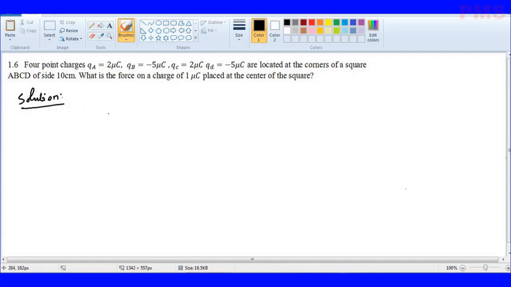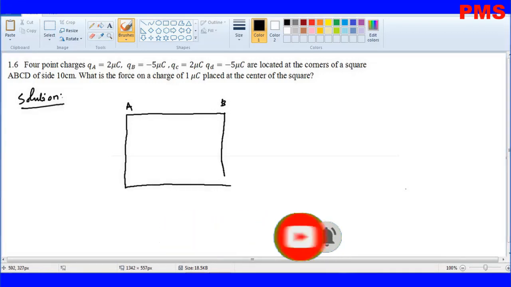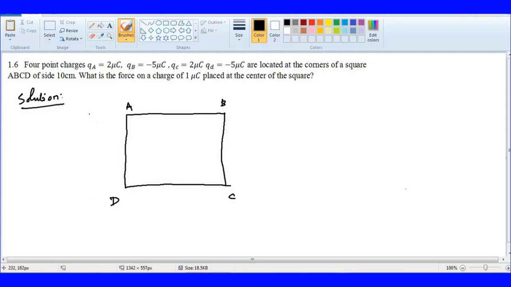In this question, we can easily find the force on the charge of 1 microcoulomb placed at the center of the square. I can draw the diagram like square A, B, C, D. I have written the corners A, B and C, D. You can see the image of the diagram. I can give the charge at each corner.